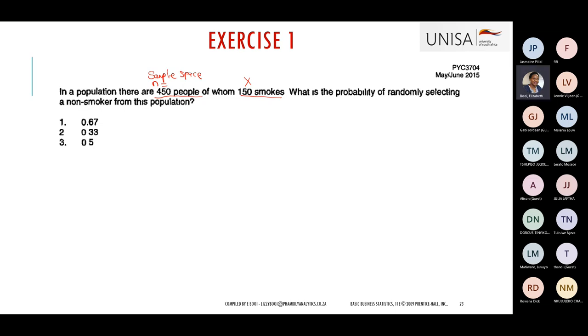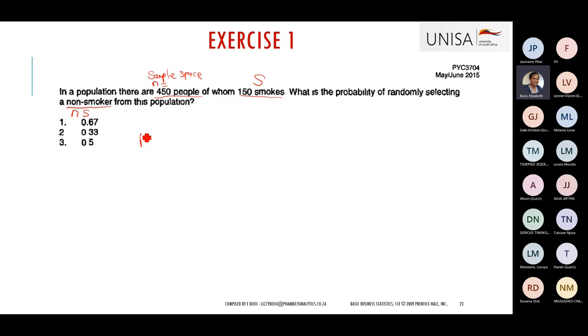And we can also just represent our smokers with an S and say our event smokes is 150. And we're going to represent our non-smoker as S complement, which is the complement of our smokers, right? Based on the information that we were given. So now, how do I answer this question? What are the things that I need to enable me to answer this question?